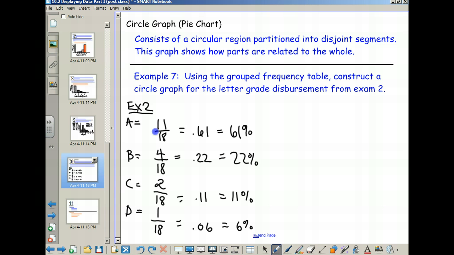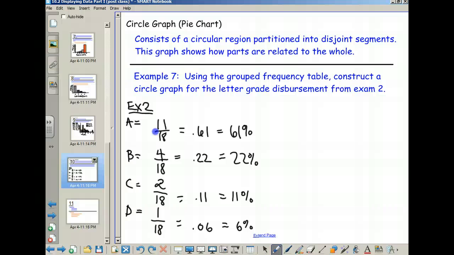So if you think about a pie or a circle, what we want to do is we want to somehow take my circle and I want to divide it into pieces that are this big. One of the pieces is 61% of the pie, one of the pieces is 22% of the pie, and so forth. Okay? Here's something from geometry. Let's see if you remember. How many degrees are in a circle?